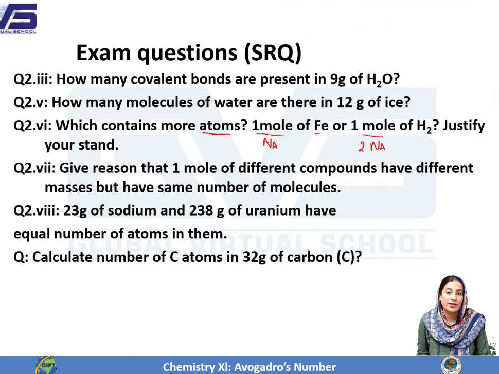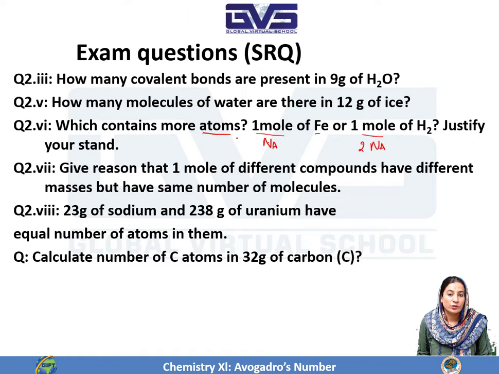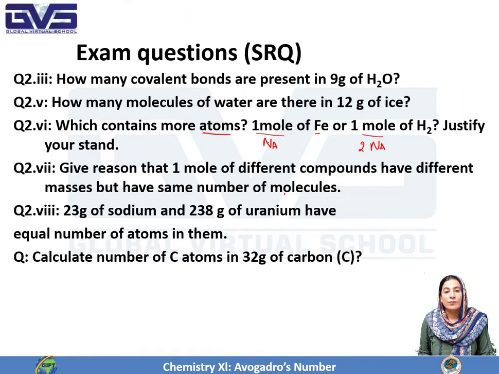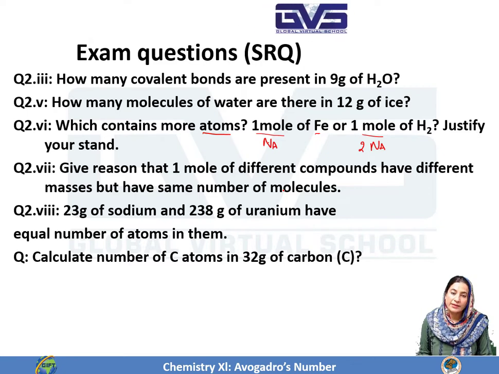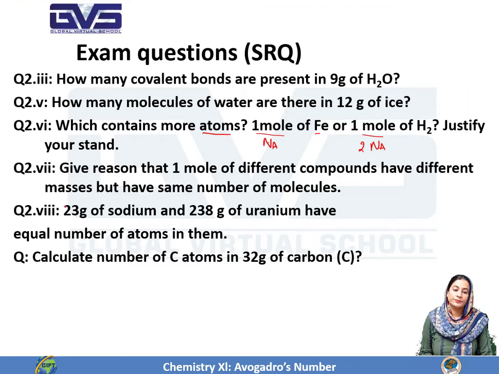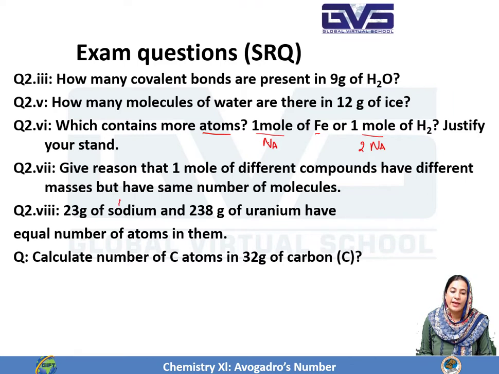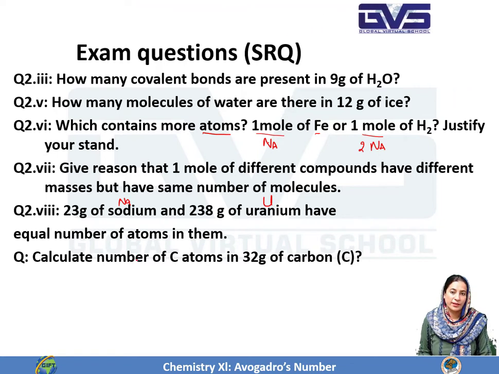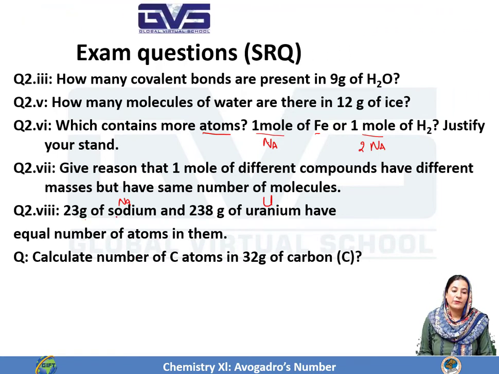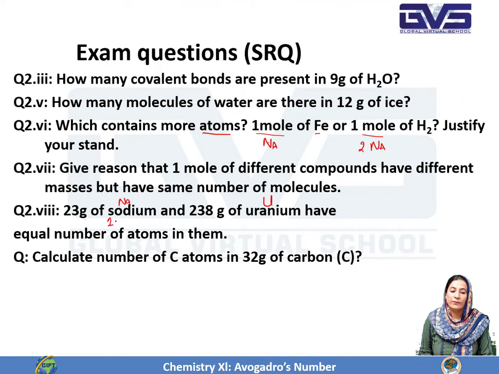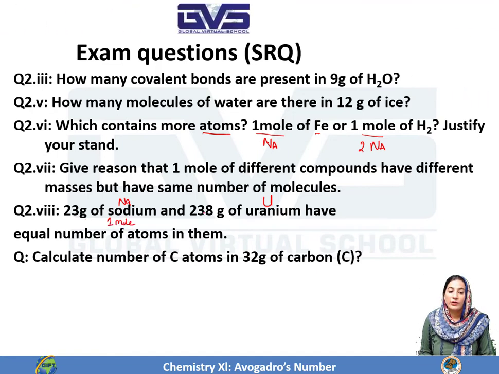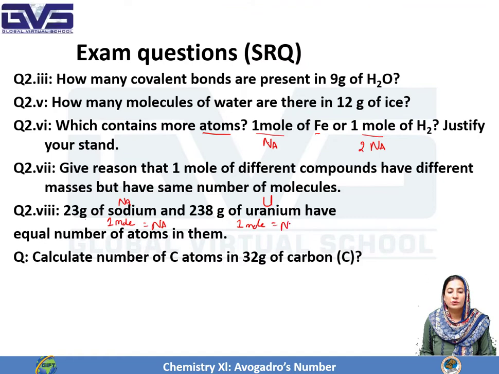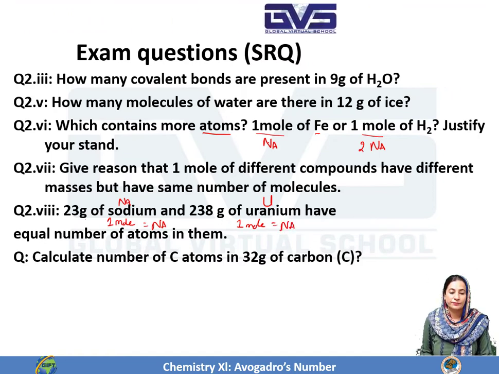Size does not affect the number of particles or the number of moles of the substance. That's why 1 mole of different compounds have different masses but the same number of molecules. 23 gram of sodium (Na) and 238 gram of uranium have an equal number of atoms in them. Of course, because 23 gram of sodium is equal to 1 mole, and 238 gram, the atomic mass of uranium, is also equal to 1 mole. And 1 mole contains Avogadro's number, so they have the same number of particles.